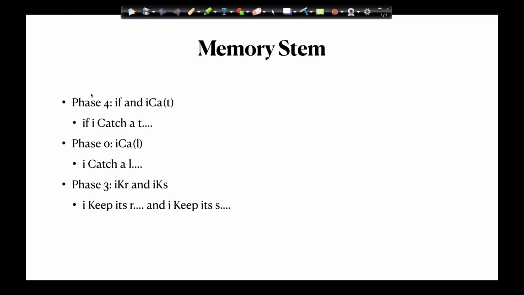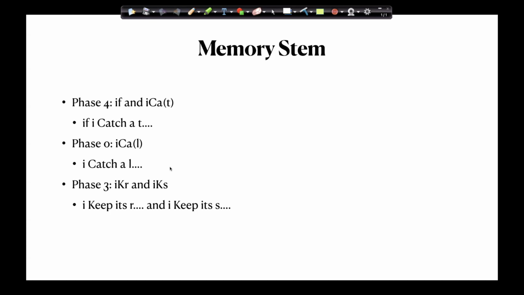So I've got 3 phases here: phase 4, phase 0, phase 3. In phase 4, you've got the funny current, IF, and you've got the calcium through the transient channels. I represents current. Phase 0 is increased calcium through the L-type channels. And then phase 3 is your delayed rectifiers, through the rapid and the slow.